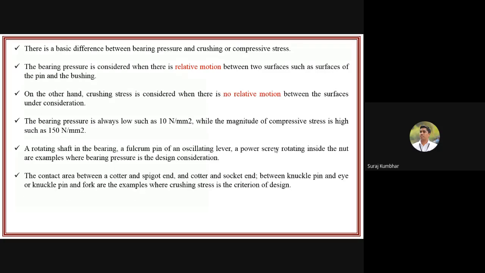The contact area between a quarter and the spigot end, the quarter and the socket end, and between knuckle pin and the eye or knuckle pin and the fork are the examples where crushing stress is the criteria of design. We have already found the crushing stresses for the quarter joint and the knuckle joint, because there is no relative motion, as they are tightly fitted.